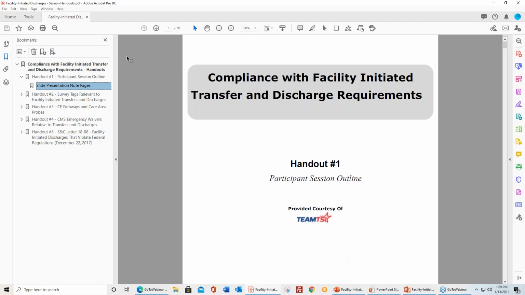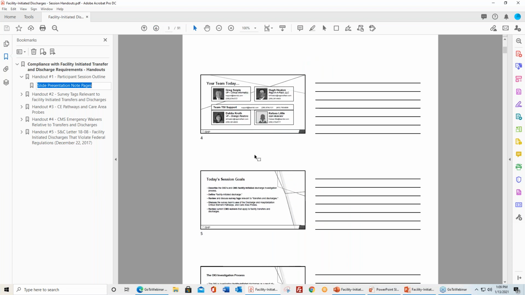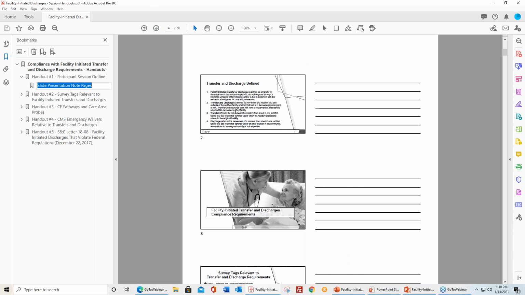So the first handout you have is the session outline. I'll just show you one slide very quickly. This is a 91-page document, by the way. It's going to go through and show you the same slides that I'm going to show through the session, but it has note pages. So if you want to take the slides and use them in teaching your staff, you don't have to recreate them. They will be there for you.